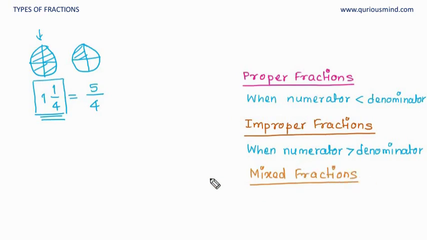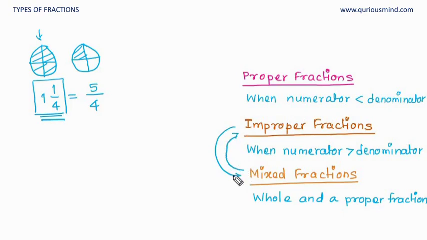So in a mixed fraction, we show the improper fraction in a format of a whole and a proper fraction. We have a whole and we have a proper fraction. When we show the improper fraction in this format, a whole and a proper fraction, we call it a mixed fraction. Now let's see how we convert from improper fraction to mixed fraction and from mixed fraction to improper fraction. How do we do that conversion? Let's see that.